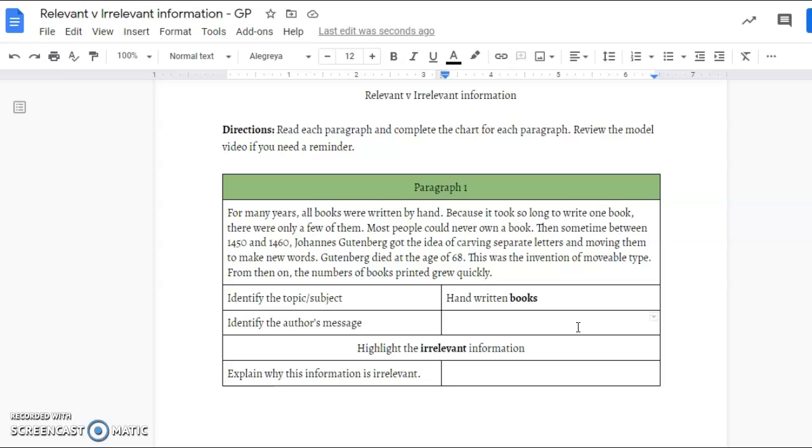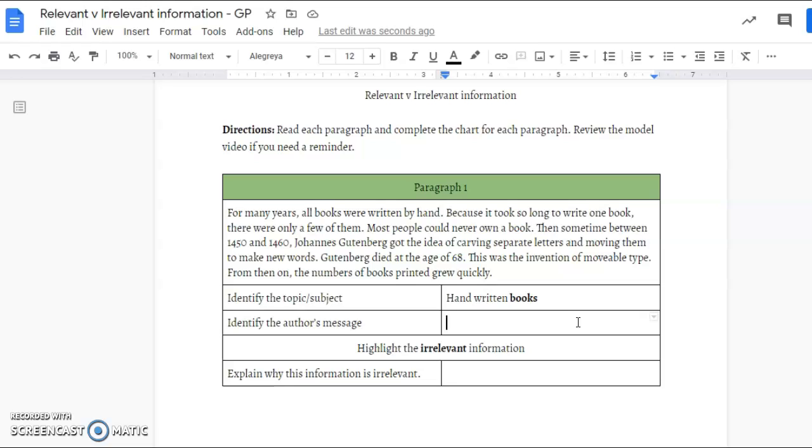So now I want to talk about the author's message. So what is the author saying about books or about handwritten books? So as I think about this, right, we know that at the beginning it talks about how people barely owned books because it took so long to write one. And then once movable type got invented, then we had books that were being printed more quickly so that more people could own them, right? So if I think about it carefully, I would say the author's message has to do with developing new product, I guess, to be able to create better books or easily printed books.